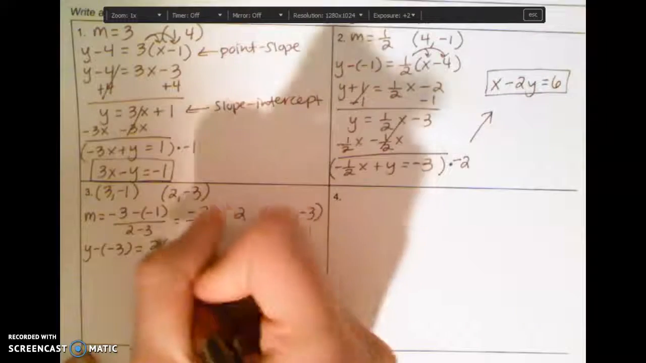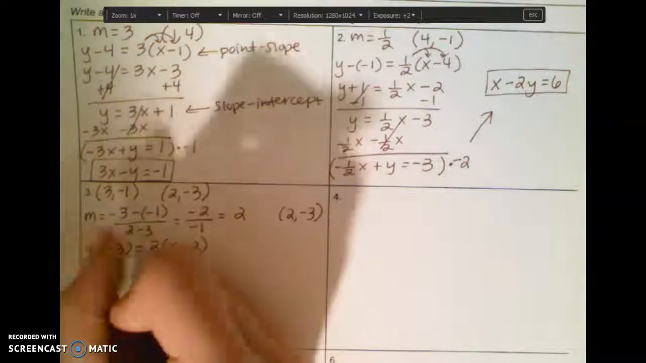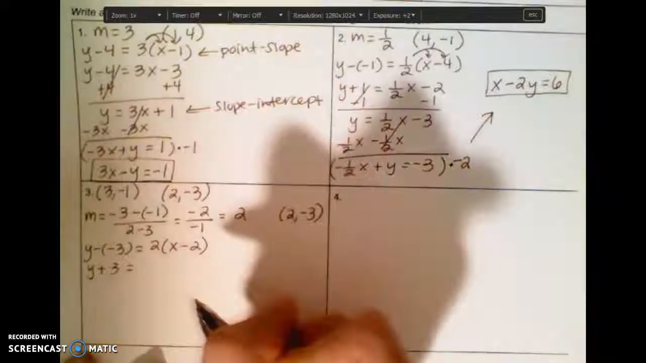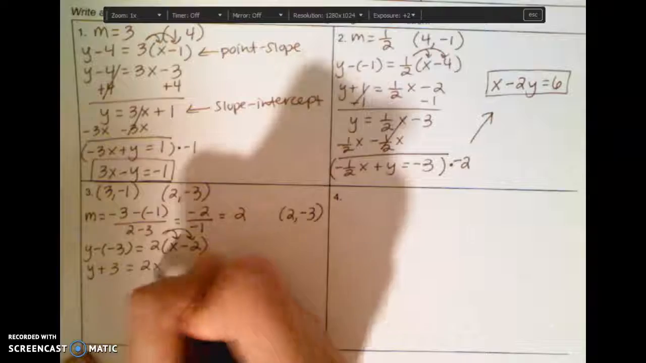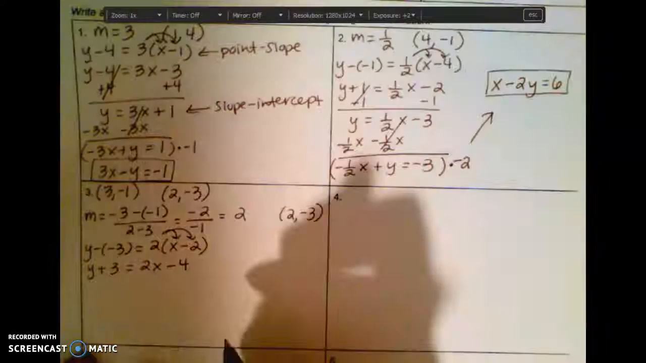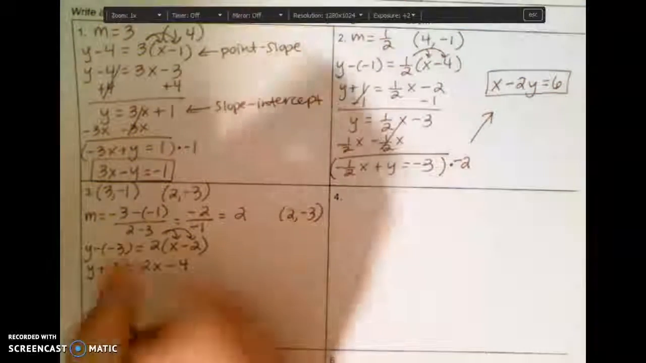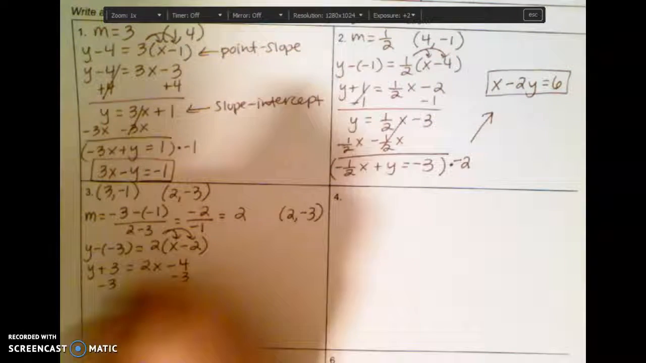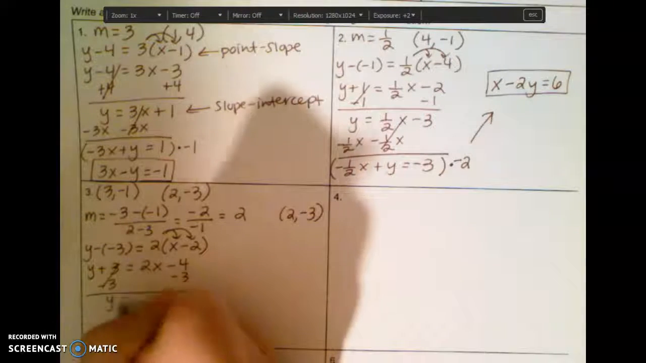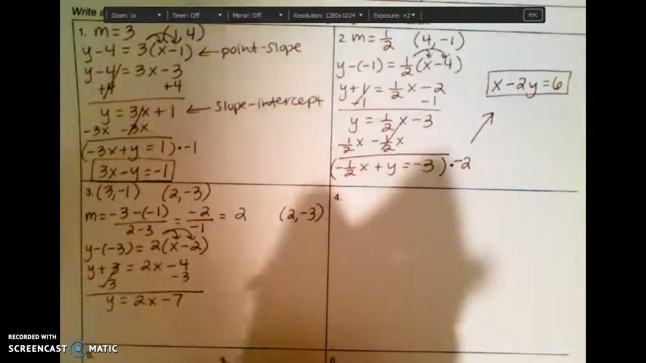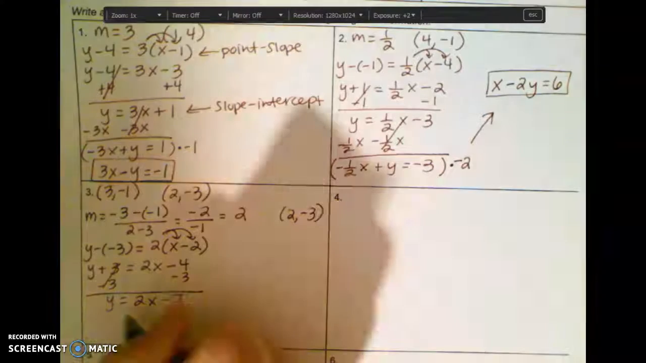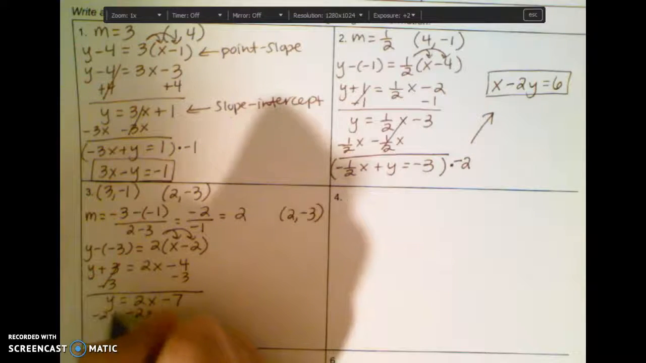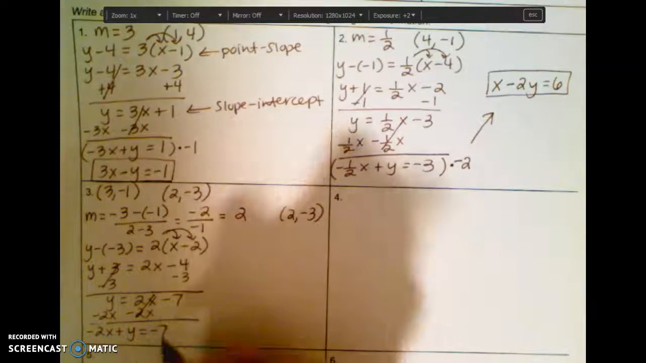Alright, so first thing I want to do, minus a negative is a positive 3. And then I have to distribute. So that will give me 2x minus 4. Well, now let's take it to slope-intercept form by subtracting the 3. So that'll give me y equals 2x minus 7. Now we have slope-intercept, but we want standard. So let's move the x over to be with the y, subtract the 2x. That'll give me negative 2x plus y equals negative 7.